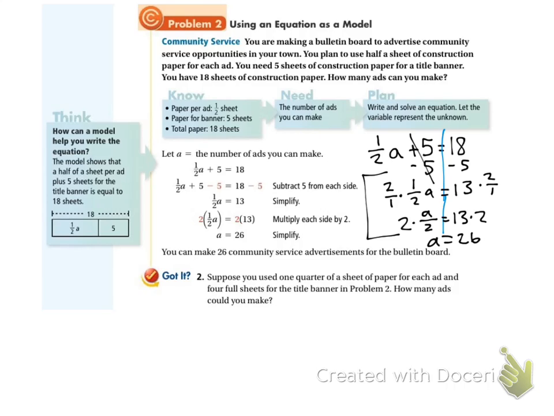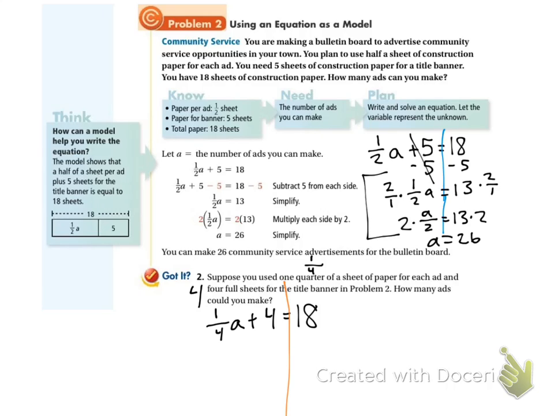If we go down to our got it problem, we're changing this story up now. We're going to use 1/4, 1 over 4 as a fraction of a sheet of paper for each ad, and 4 full sheets for the title banner. So my equation originally was 1/2 A plus 5 equals 18. But now I'm using 4 sheets for the title, and I'm using a 1/4 sheet for each ad. So my equation has changed to be 1/4 A plus 4 equals 18, and I'll solve it exactly just like I had before.